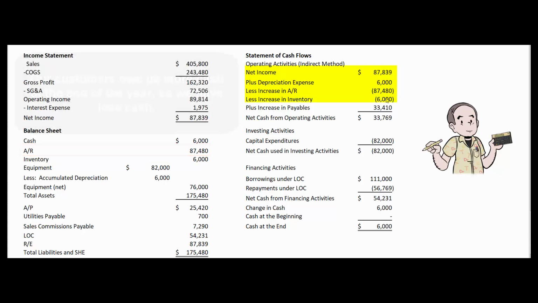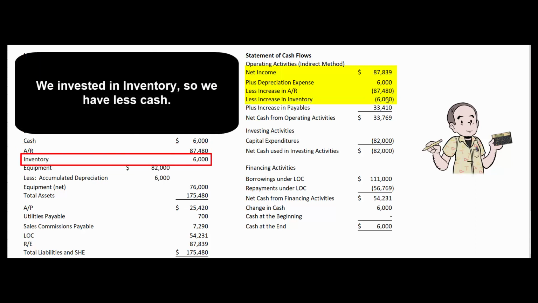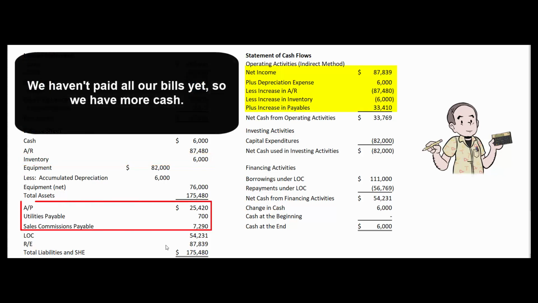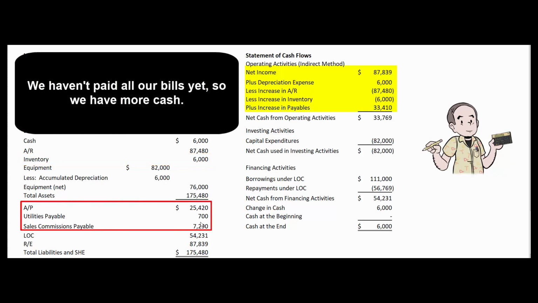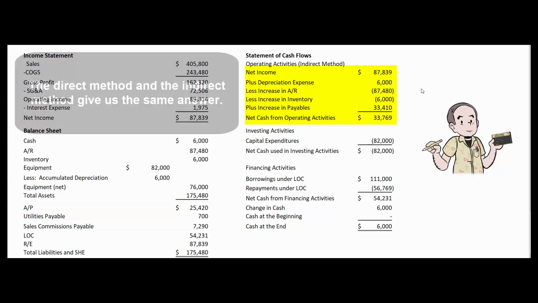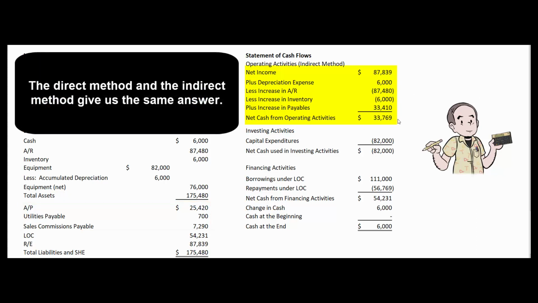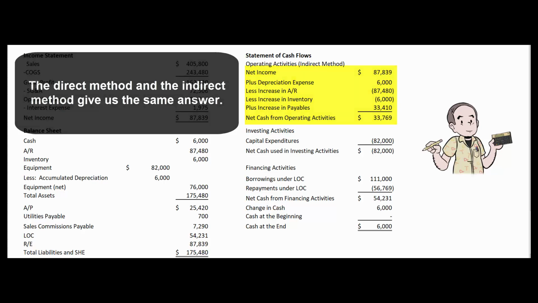We also invested in inventory. Our inventory went from zero at the beginning of October to $6,000 at the end of December. So we have invested $6,000 in inventory. We also increased our payables. Our accounts payable, our utilities payable, and sales commissions payable went from balances of zero to balances of $33,410. So if we don't pay all our bills, we have more cash in the bank. So we end up with the same answer. The net cash from operating activities is the $33,769 that we got before using the direct method, but the indirect method is the one that's used by 95% of the companies in the world.